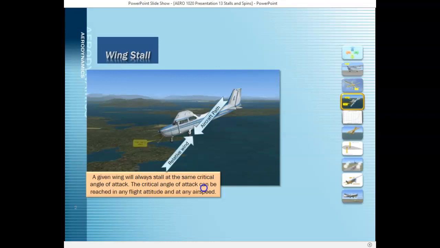An airplane can stall when the angle of attack reaches the critical angle of attack. That's an important point to remember. The critical angle of attack can be reached at any flight attitude, meaning that the airplane can stall while it's climbing or while it's descending.